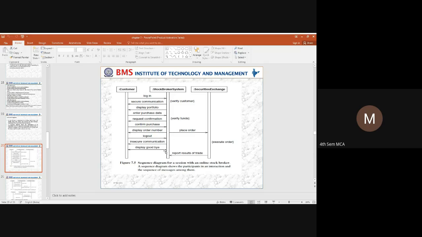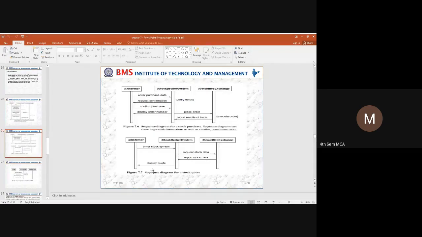The stock brokerage system will go to an insecure communication. That means it will go to the home page and display it. Later, the trading result will be sent to the stock brokerage system, where it will update how many stocks are available. Those purchases that happened will be displayed in the stock brokerage system.